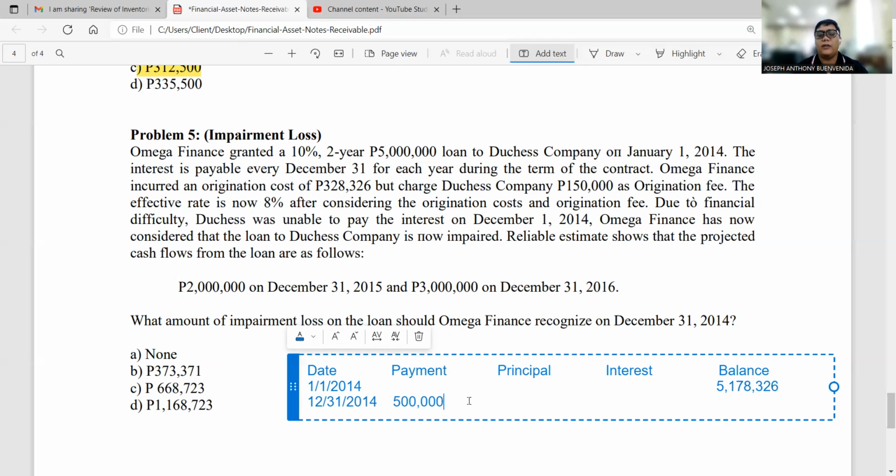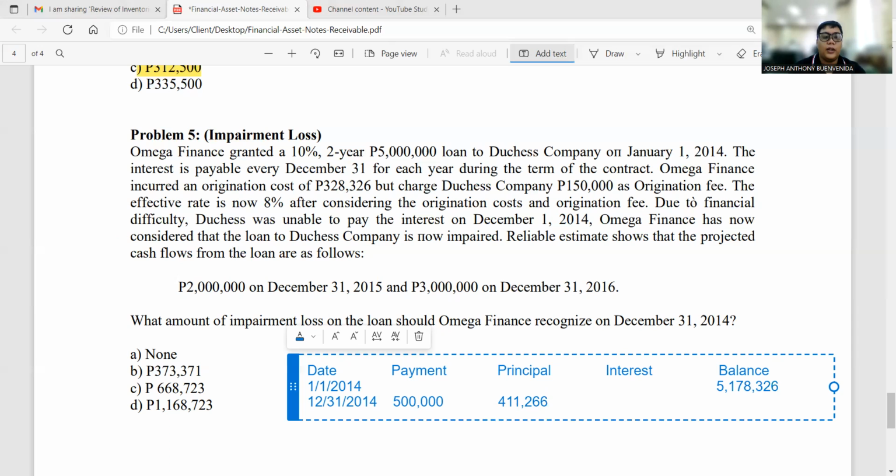So 500,000 siya, no? So paano natin makuha ang principal? Using the balance, no? Multiply ta na siya by the 8%, parang effective interest na after adding and subtracting the origination cost and origination fee. So the principal is 411,266. Okay, 411,266. You can have your calculator na while solving. So the difference between the payment and the principal will be the interest.